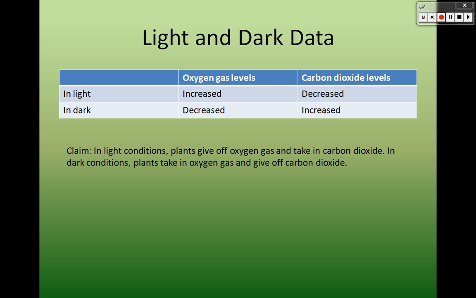So it's possible, for example, that in the dark, plants are giving off oxygen, but they're just giving off so little that it looks like a decrease, or they're giving off the oxygen but then taking it right back in or something like that. We're not really sure. So let's kind of go through and see what's going on.